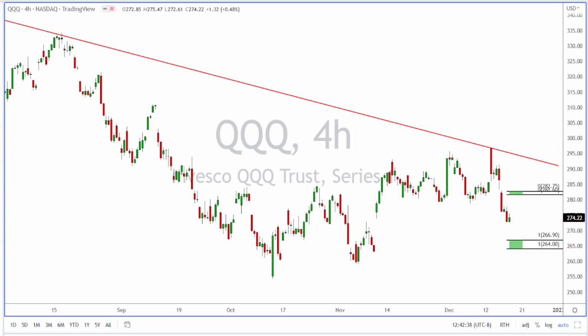268.50. And for the coming week, the upper range of the expected move is between 282.75 and 281.60. And the lower range of the expected move will be between 266.90 and 264.